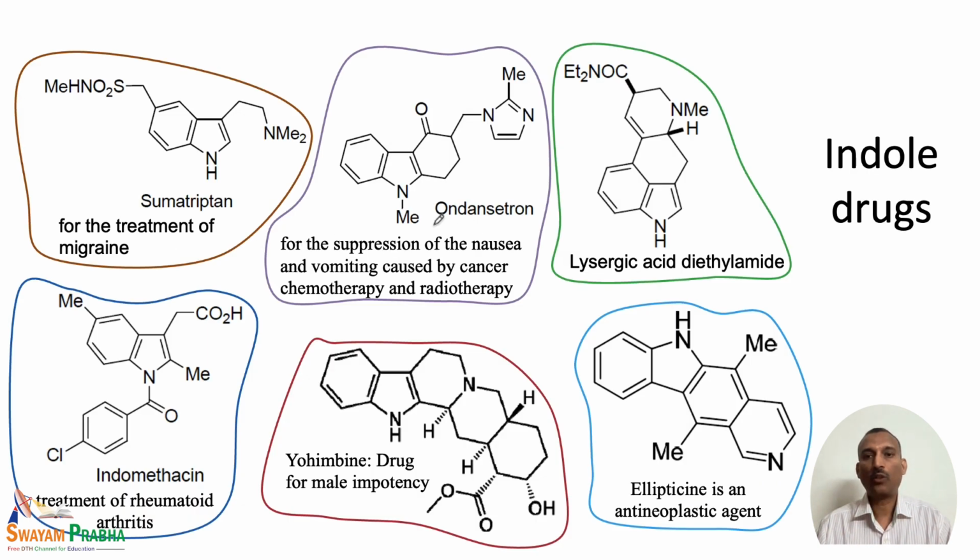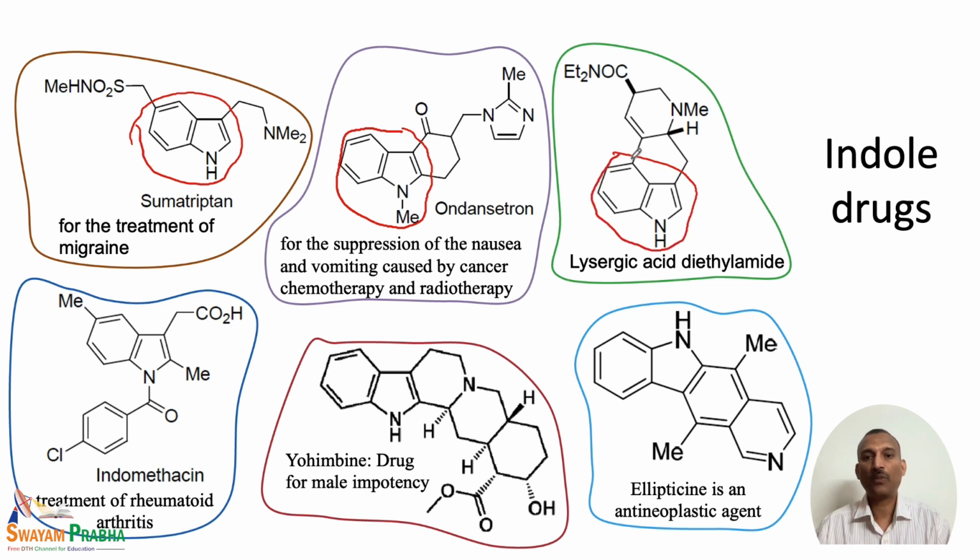Similarly, indole is also an important moiety present in various drugs. Sumatriptan is one drug which has the indole moiety as shown here. This drug is used for the treatment of migraine, and ondansetron is another drug which has this indole moiety here. This is a substituted indole moiety, and this is used for the suppression of nausea and vomiting caused by cancer chemotherapy and radiotherapy. Lysergic acid and its derivatives also have this indole moiety.